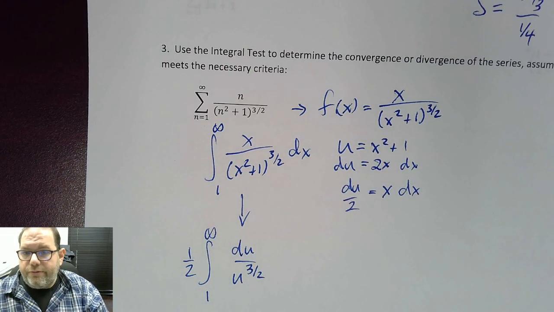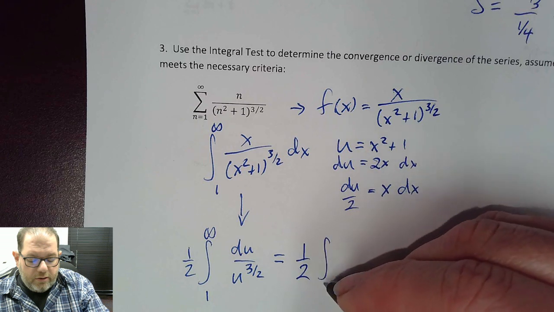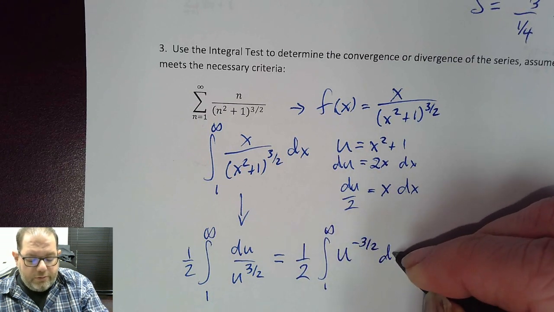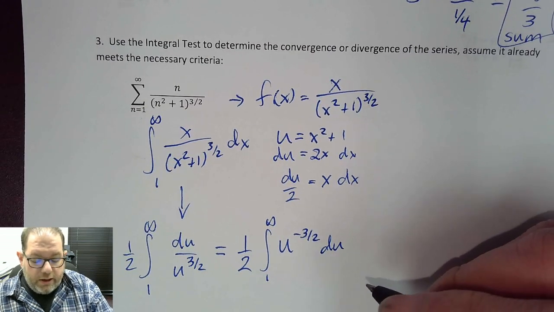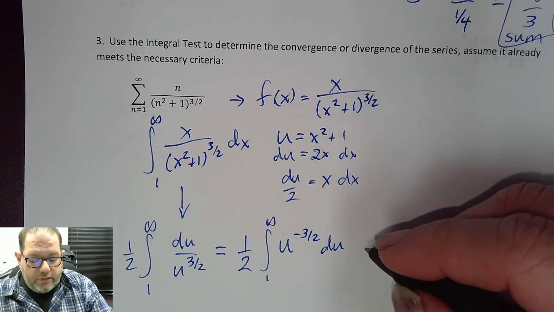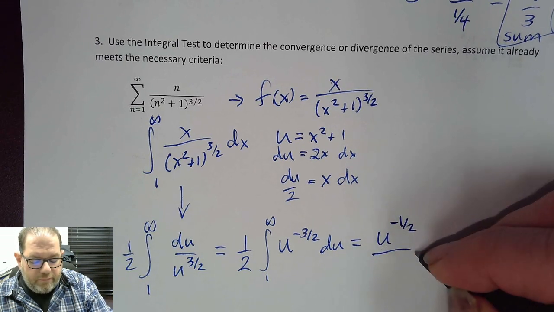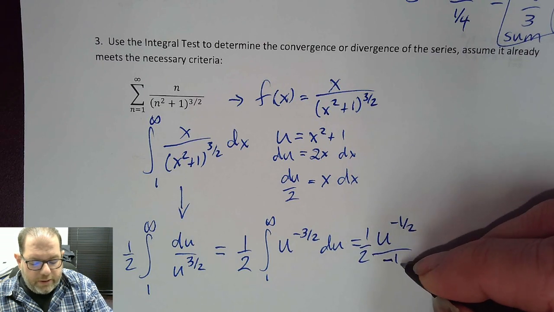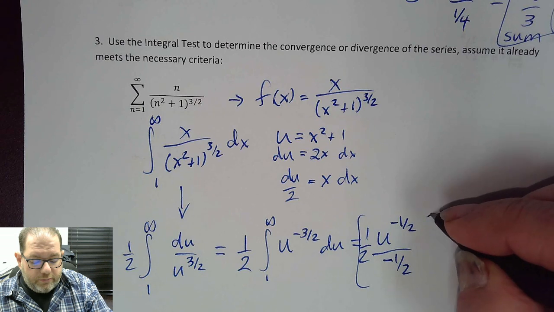Now with the u to the 3/2 in the denominator, let's rewrite that with that in the numerator instead. So that is u to the minus 3/2 du. And we can integrate that using the power rule now. So that is u to the negative 1/2 times 1/2 divided by negative 1/2. It's a little confusing with the numbers there, but we'll get through it.